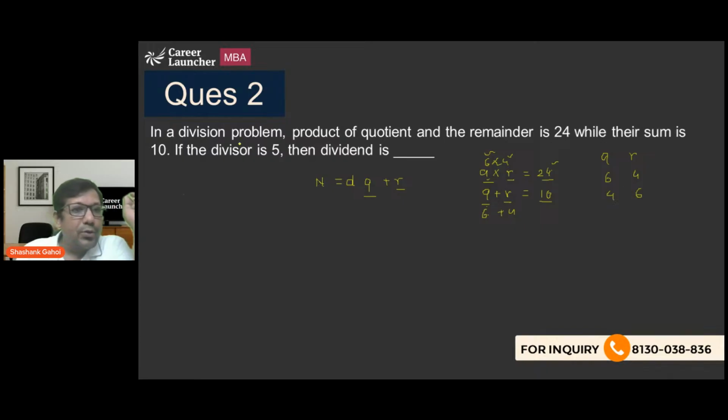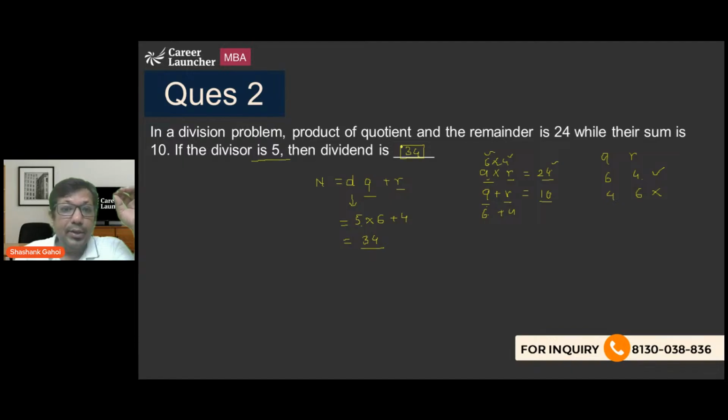Now, question says that the divisor is 5, so it means D is 5. So if you are dividing a number by 5, your remainder must be less than 5. It means your remainder cannot be 6. It means the remainder should be 4. So number is going to be 5 into 6 plus 4. That is going to be 34. So answer of this question is going to be 34, and that's how we can calculate.